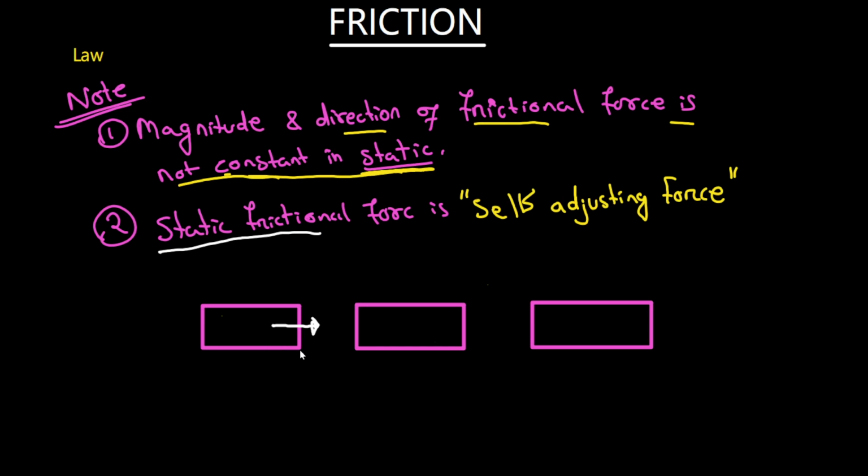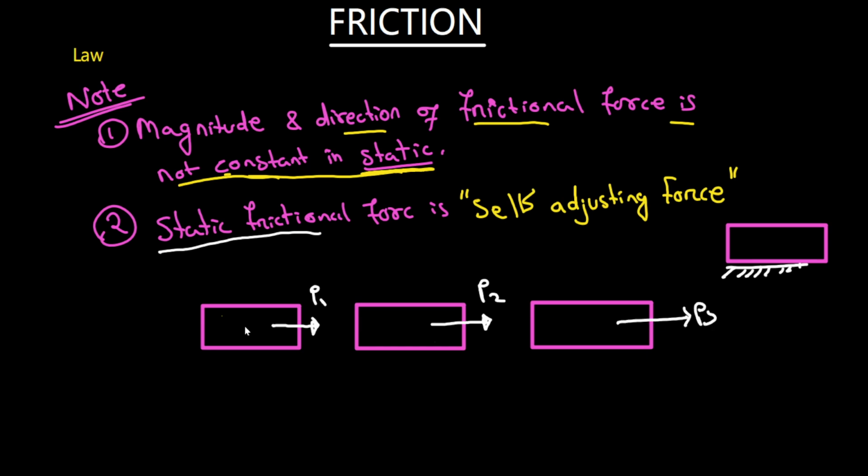There is a contact surface between these, and above it there is a block placed on it. I'm just drawing the free body diagram of the block. Now this is the force P. Here this is the force P1. Here the force in the direction of possible motion is P2. Here is the force P3.